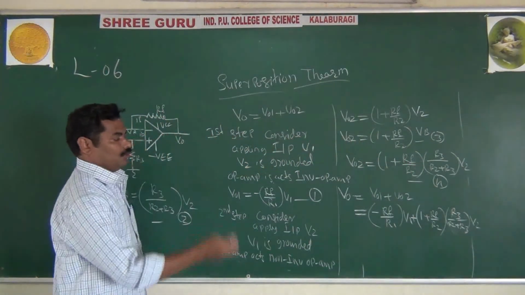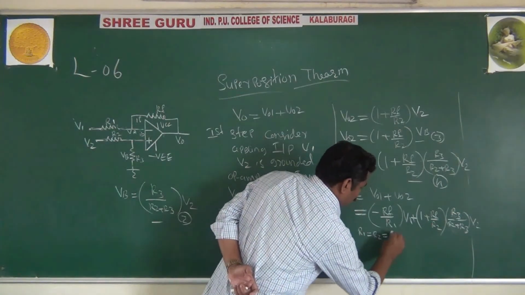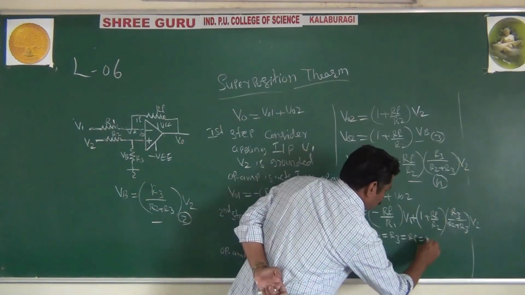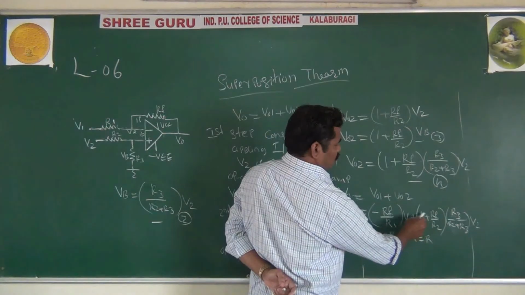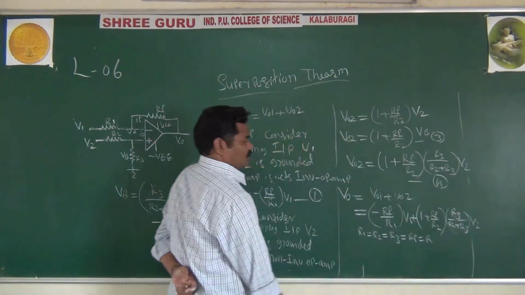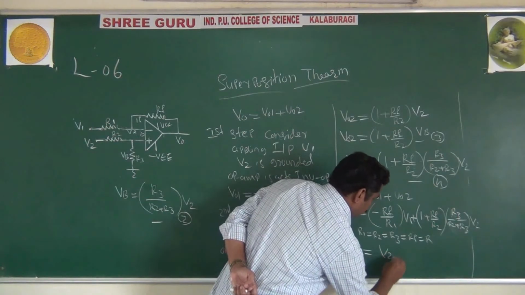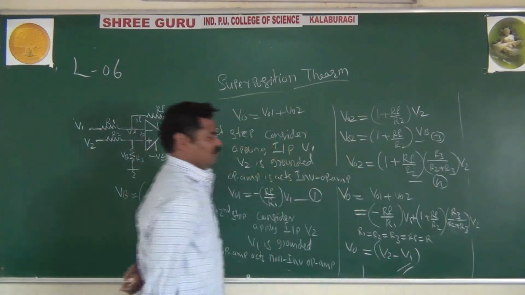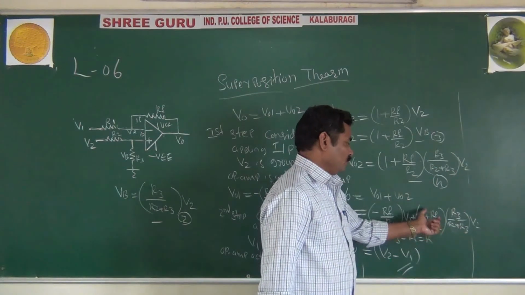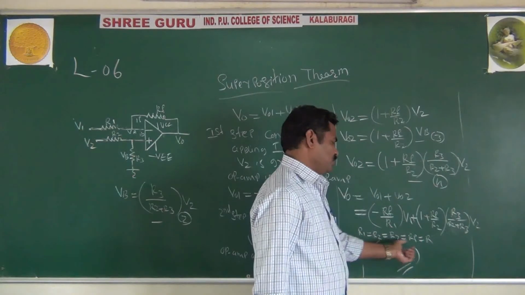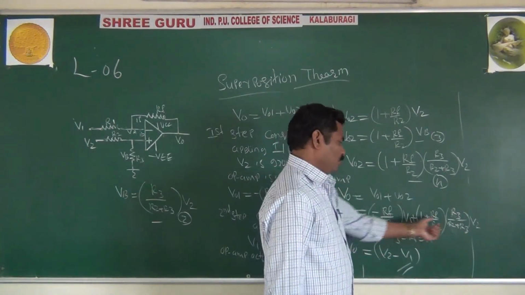And actually you are using one condition here. Consider R1 equal to R2 equal to R3 equal to Rf equal to R. Then you can take the LCM here, and everything cancels. Then you simplify it, and you get V0 equal to V2 minus V1. This is the formula. Very simple. Take care of the LCM. This and this will cancel, and this and this will cancel. If everything is considered R only, that becomes V2 minus V1.